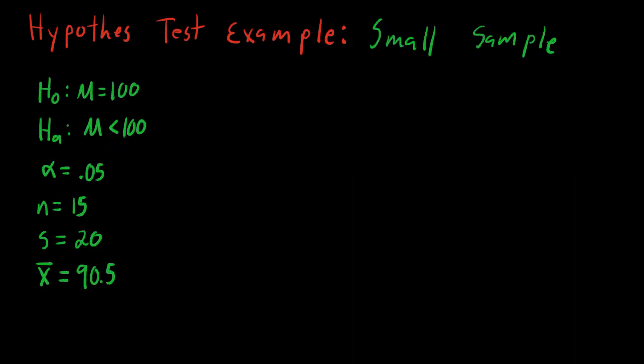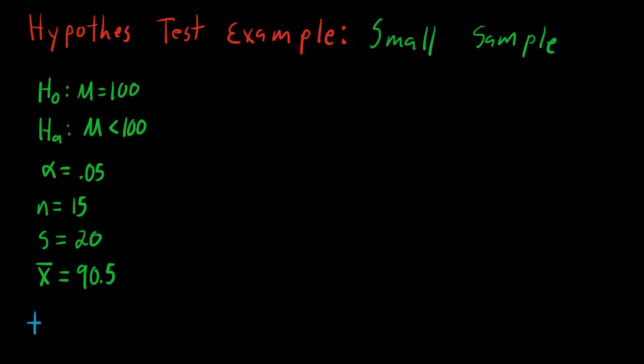For our last example, we're going to do another hypothesis test, where our null hypothesis is mu is equal to 100. Our alternative hypothesis is that mu is less than 100. So again, we know that's a one-sided test. We have our alpha is equal to 0.05, n is equal to 15, so that means we're doing a small sample test. So that means we're going to be using our t statistic instead of our z statistic. We have our s value, or our sample standard deviation, is equal to 20, and our x bar is equal to 90.5.